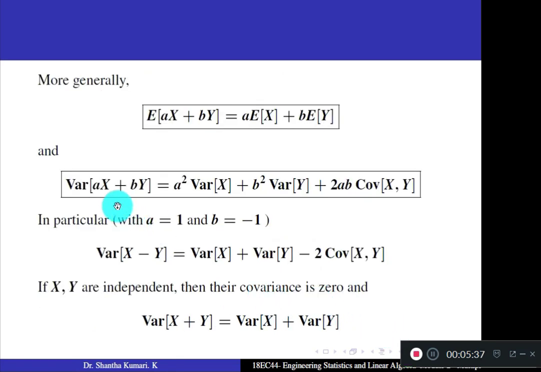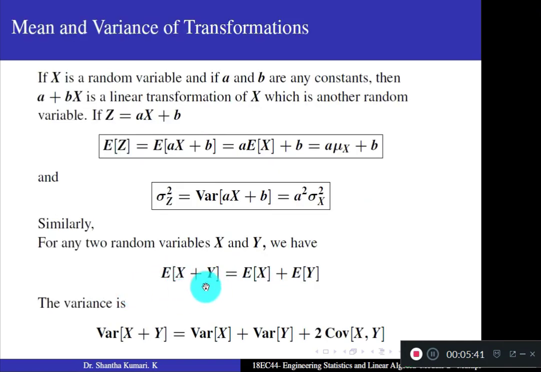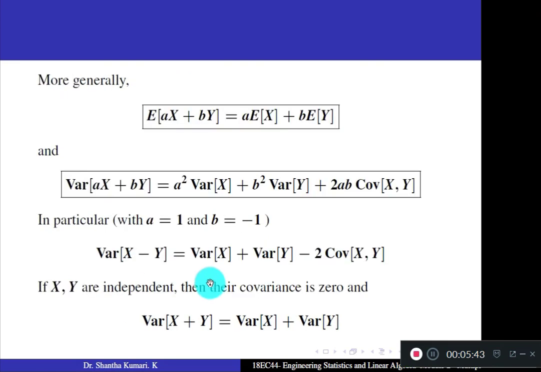Now, in general, in the previous case, we have taken only x plus y, with no coefficients for x and y. But if you take some coefficients for x and y, then how do you find the expectation of ax plus by? It will be equivalent to a into expectation of x plus b into expectation of y. Again, we are using the linearity property. And how do you find the variance of ax plus by?